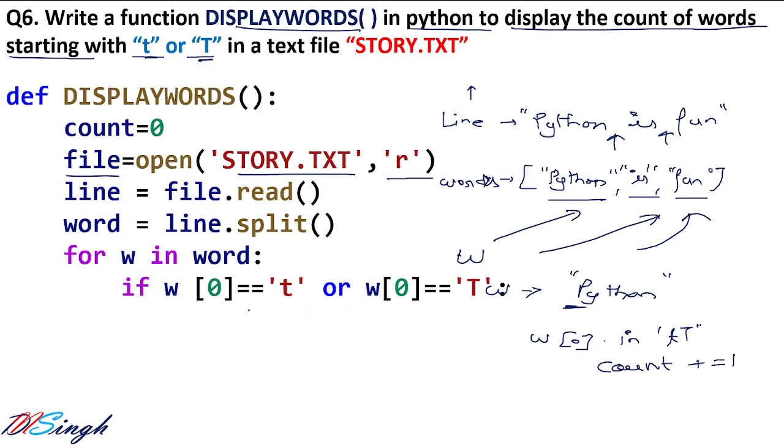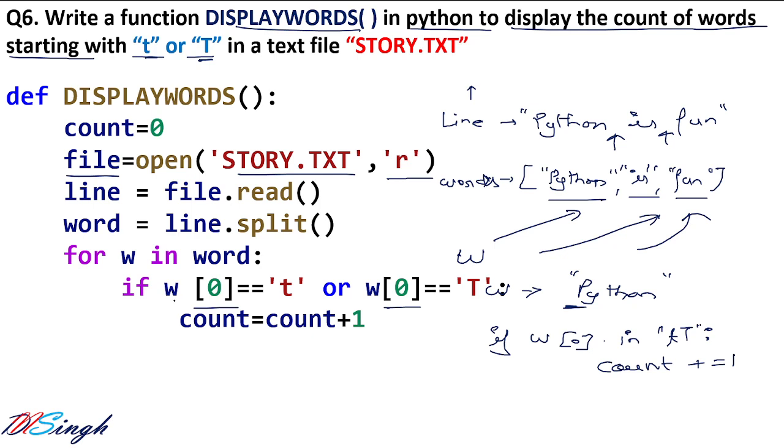So we can do it in both ways. w of 0 gives me the first letter, and we will put an or operator here. We can also utilize the membership operator called in. Okay, so if w of 0 in t or capital T, or otherwise you can write like this, if w of 0 equal to t or w of 0 equal to capital T colon, then increment the counter value.